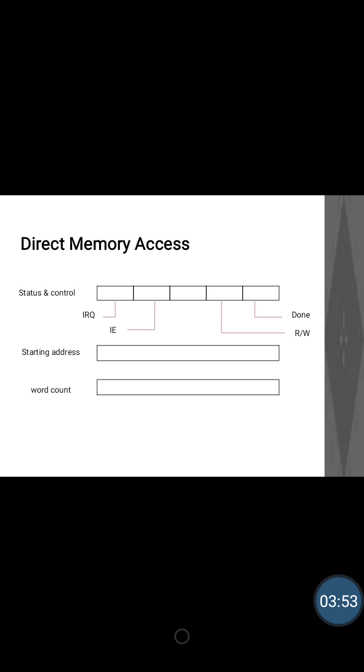When the word count becomes 0, that is, when the read or write operation is over, what happens? The processor will set the done bit to 1, which indicates that the work is over. This is how the transfer of the block of words is done immediately without the direct intervention of the processor.